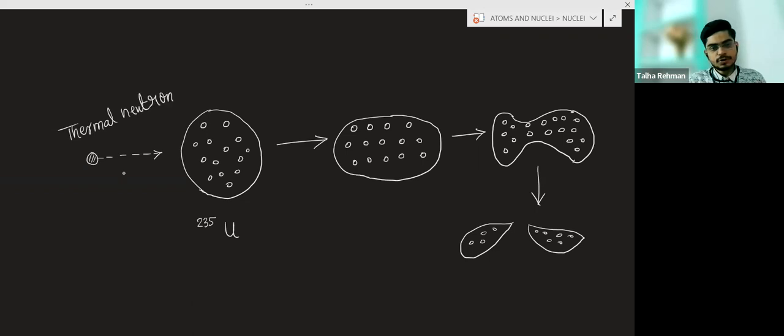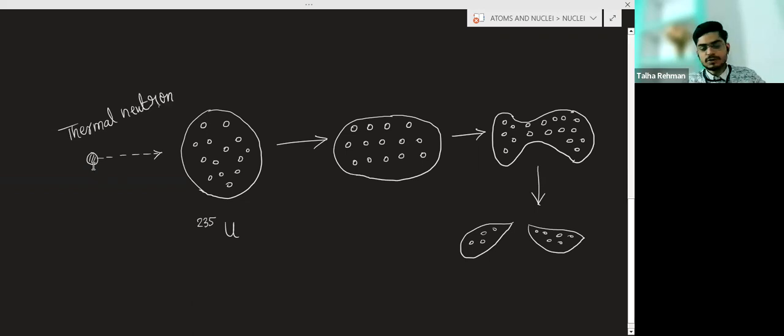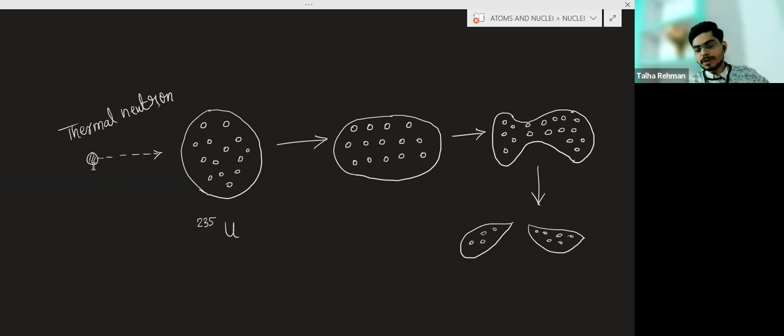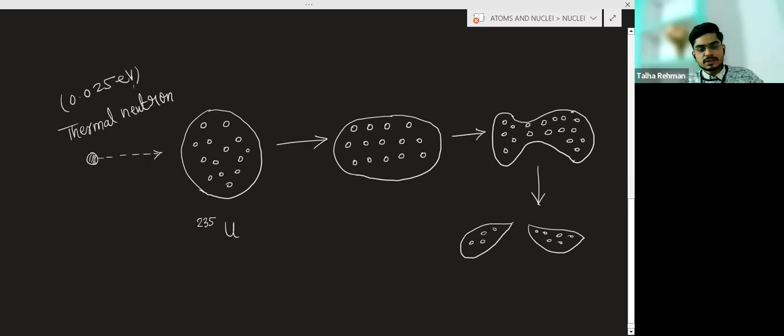The thermal neutron means the energy of this neutron is due to the room temperature. Due to the room temperature, the energy possessed by the neutron is thermal, and it has an energy of 0.025 electron volt. So what will happen?